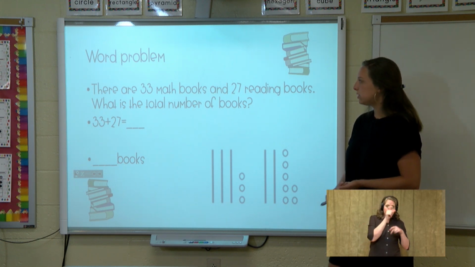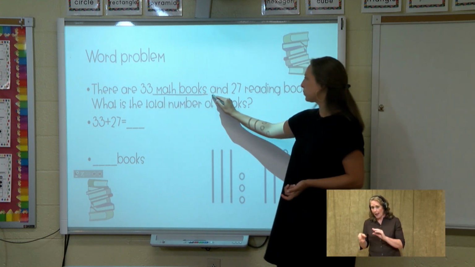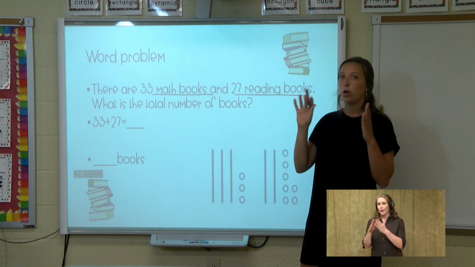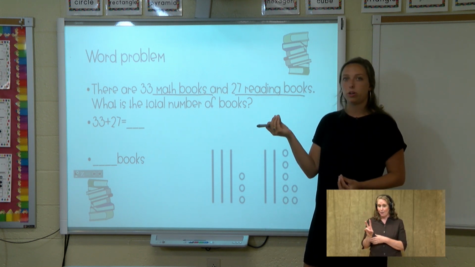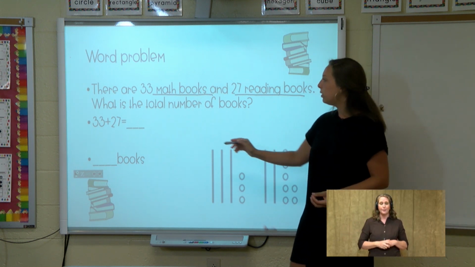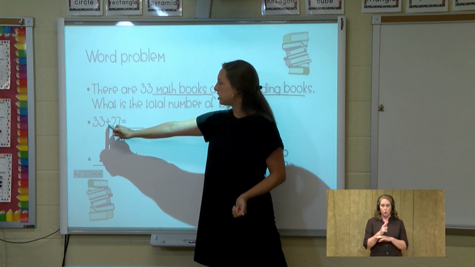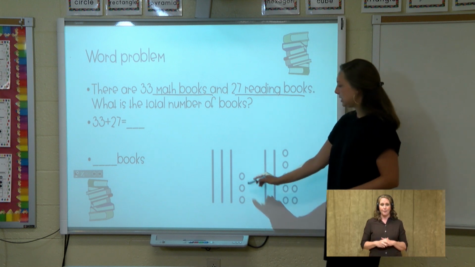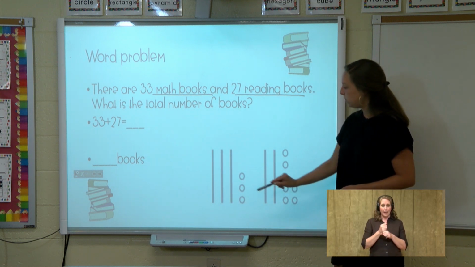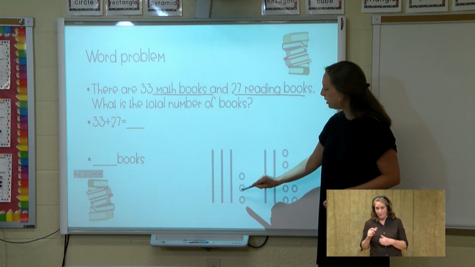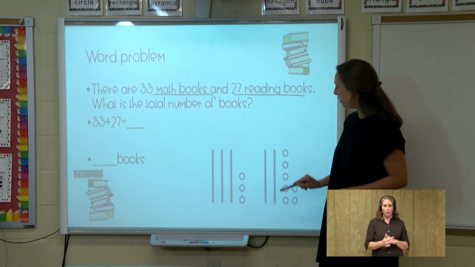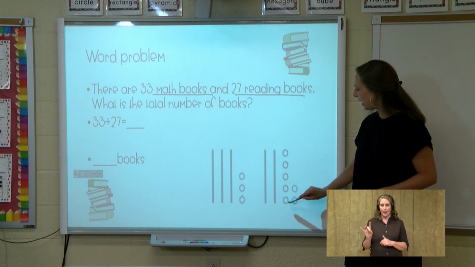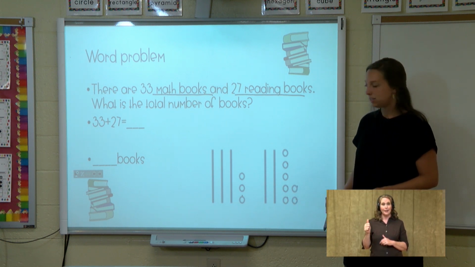First things first, we have 33 math books. We're going to mark up our problem. 27 reading books. What is the total number of books? We're having a group, bring them together. We're going to use the addition symbol, 33 plus 27. Let's see if we can make a group of 10. Counting our ones, 1, 2, 3, 4, 5, 6, 7, 8, 9, 10.